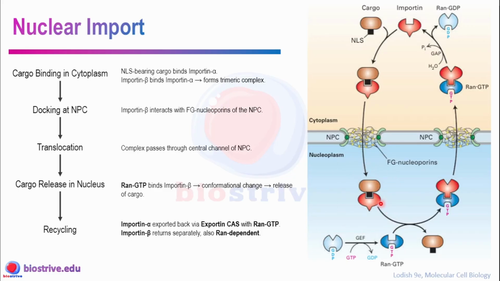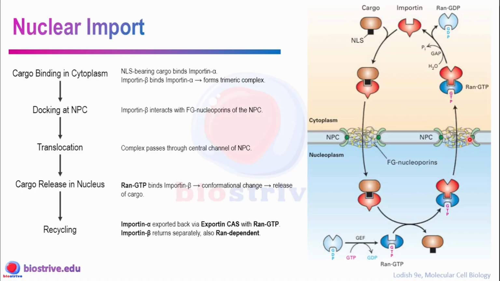After interaction with these FG motifs, there will be translocation of this protein cargo complex, and when it reaches the nucleus, we have a higher concentration of RAN-GEF, which is converting RAN-GDP into RAN-GTP. This RAN-GTP shows higher affinity for the importin, and when it binds to importin, importin will change its conformation. That will lead to a release of the cargo. Now you can see the cargo, our protein, is released, and this importin with changed conformation has bound to RAN-GTP.